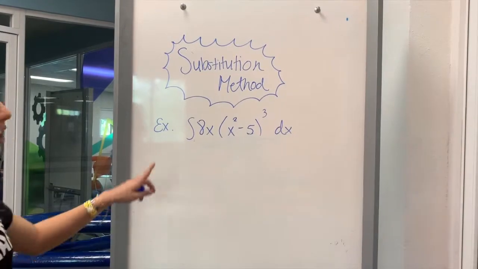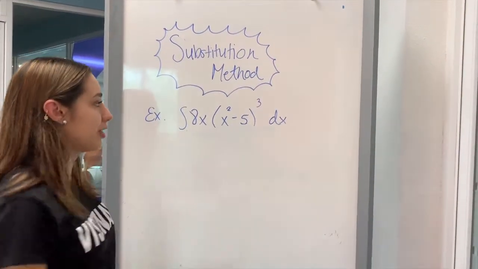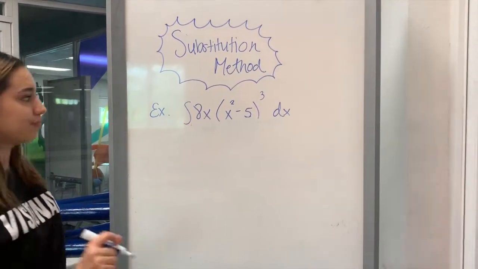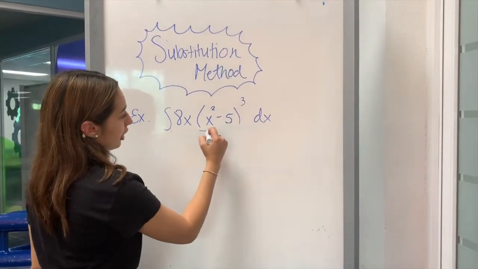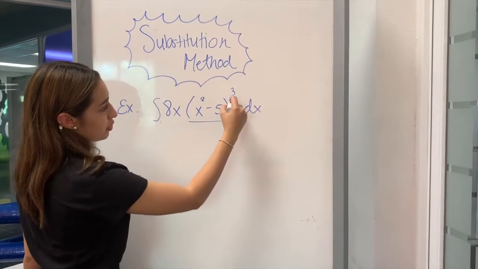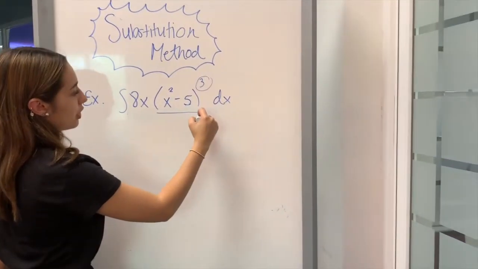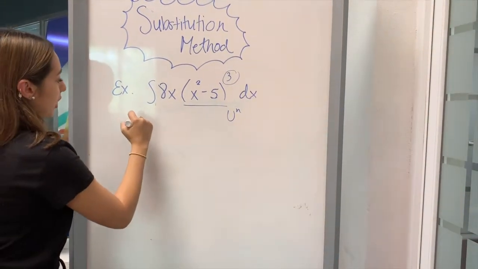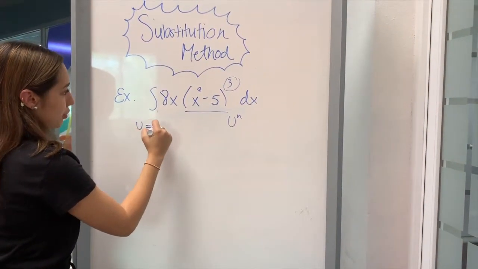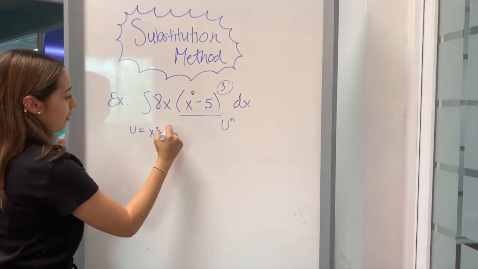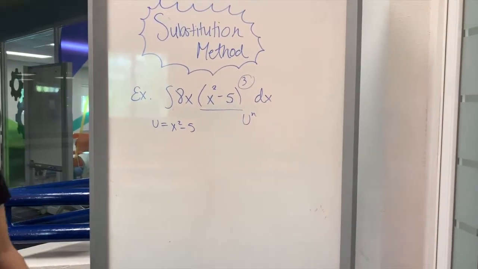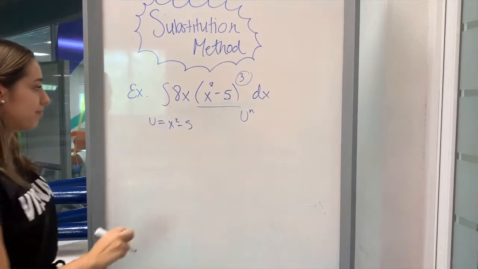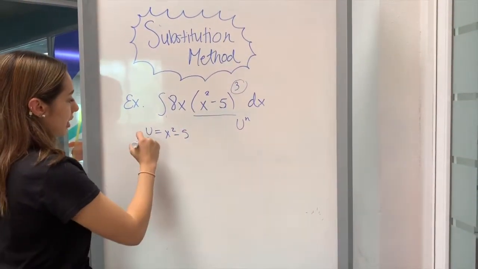Okay, so I'm going to explain a problem by substitution method. And the first thing we have to do is to identify our u. We know that this part right here is our u because it is raised to a certain exponent. So we know that this problem is of u to the n type. So we identify our u, which is x squared minus 5. Then we have to check if our u is somehow the derivative of what is outside. If it is, then we're good to go.